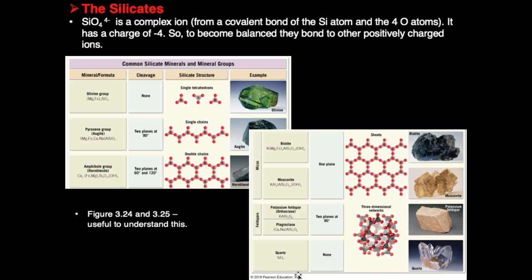So you're seeing single chains right here. In this case, only one of the oxygen atoms is bonding with another silicon oxygen tetrahedron. Double chains, so you have 2 or 3 of them. You have sheets, which is for the most part 3 of them. And then you have the 3-dimensional networks that occur as well. Figures 3.24 and 3.25 of your book are great for understanding how the silicon oxygen tetrahedron bonds with other silicon oxygen tetrahedrons to create the different silicate structures that we have right here.